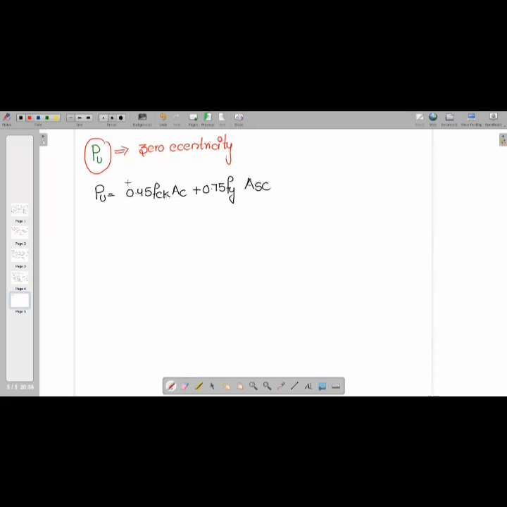Okay. This is due to concrete, and this is due to steel. Sir, here 0.75 is because usually we take the lesser yield strength. That is the reason.